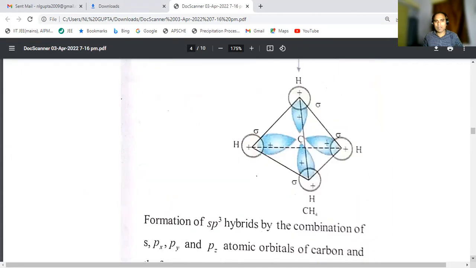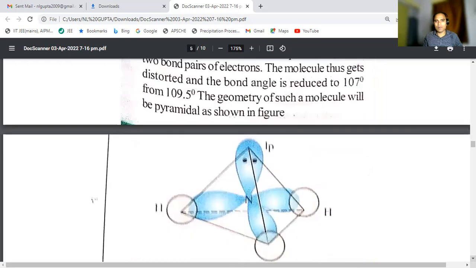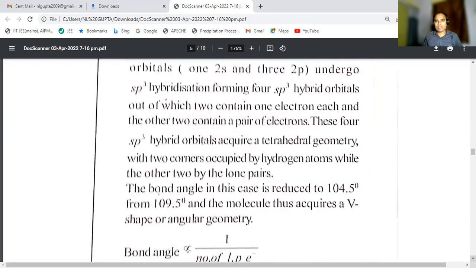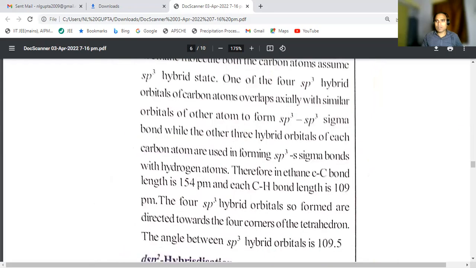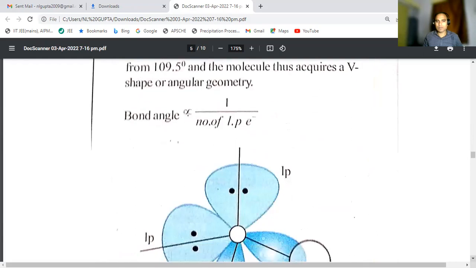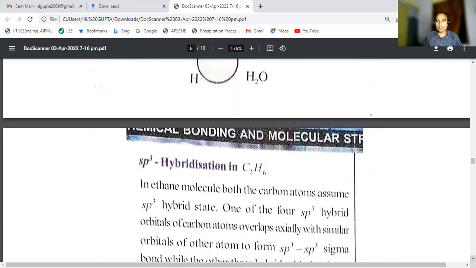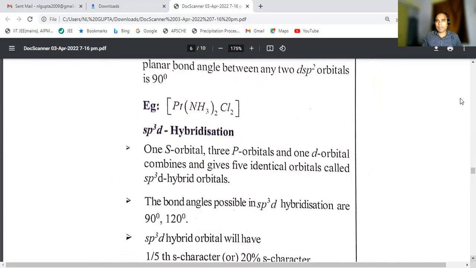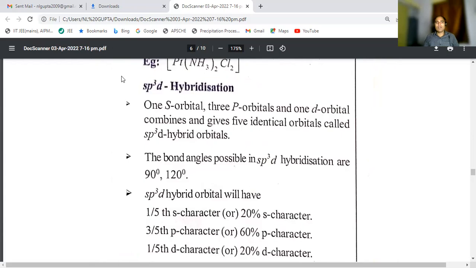Okay, so I have taken some material from Narayana book. So let's try to understand this one. This is again SP3 only. Here we are going to SP3D. Please check out. So what they are saying, if you are talking about SP3D hybridization, so which orbitals are going to participate, that we need to understand.